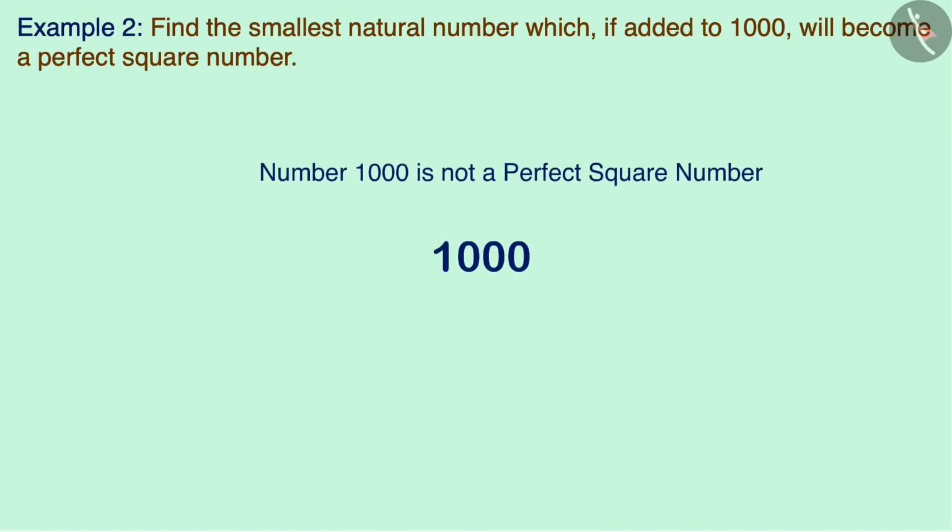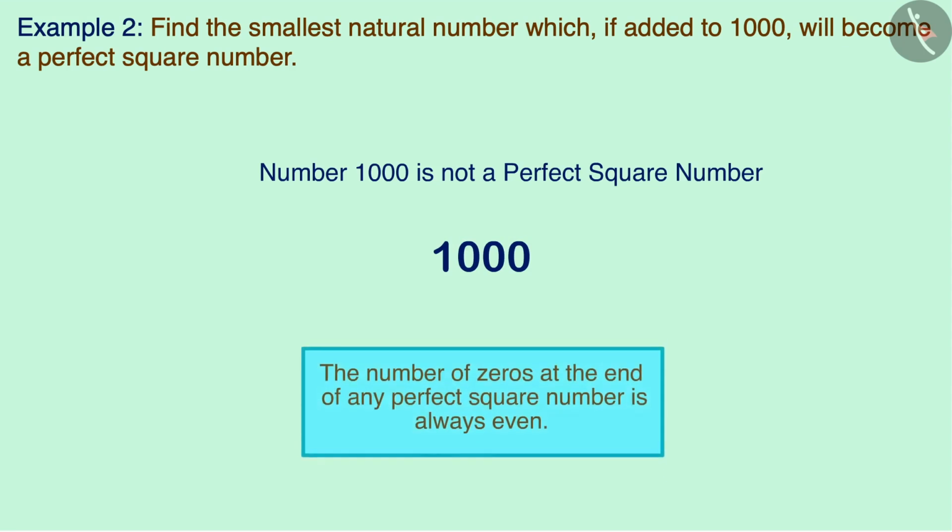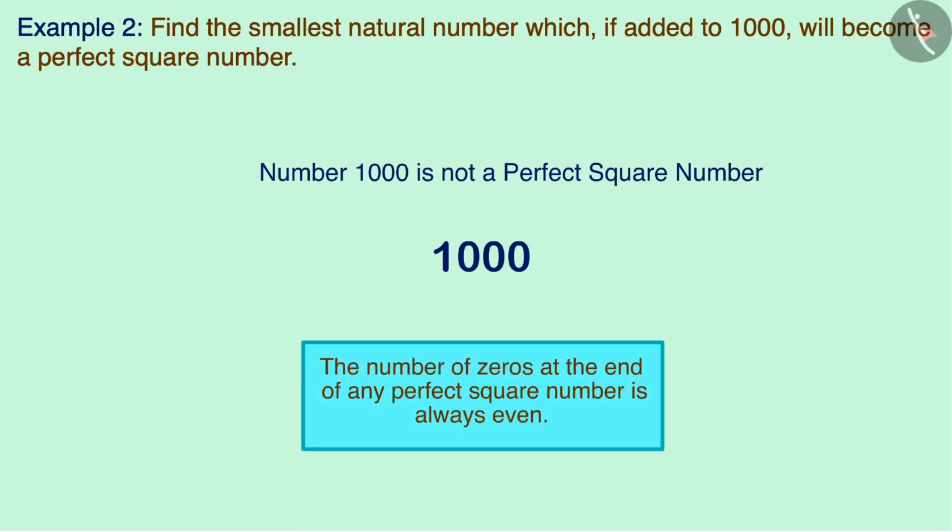The number 1000 is not a perfect square number. Can you guess why? This is because the number of zeros at the end of this number is odd, and we know that the number of zeros at the end of any perfect square number is always even.